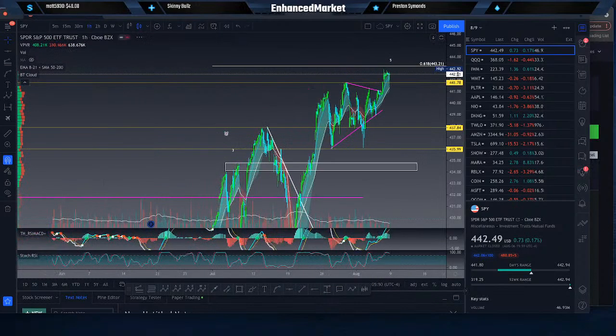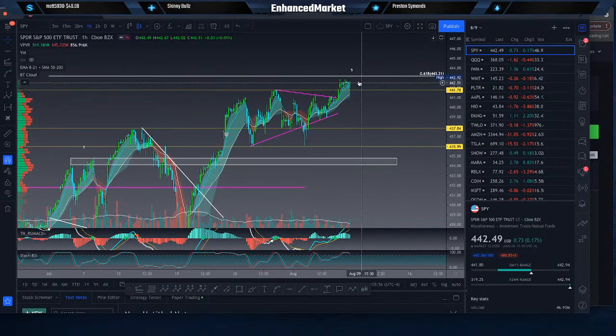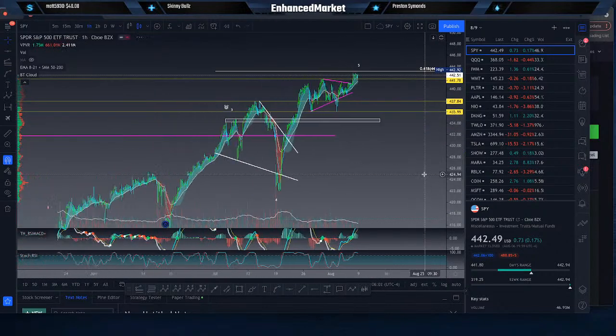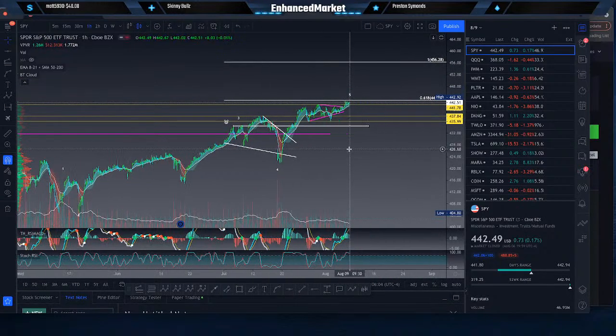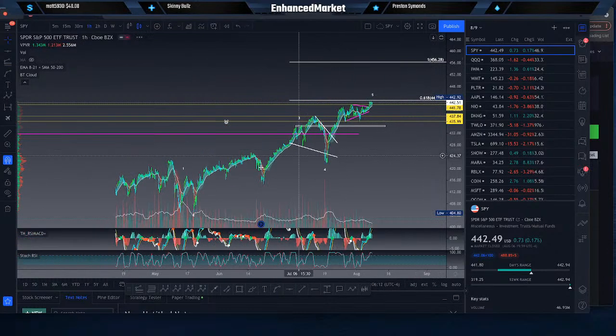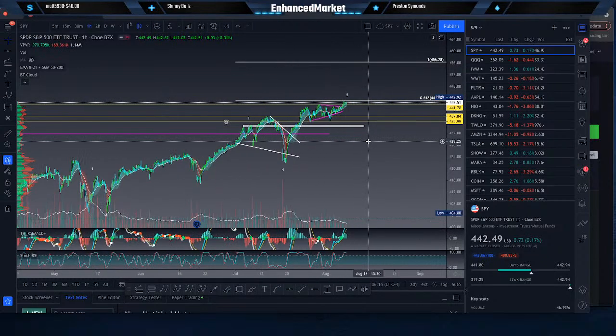A long time ago, my ultimate target was the 618, which is 443, and we're getting extremely close to that. We literally just nibbled on that line. That's the wave 5 target. If we can break through that, the next target's 456. That's the one fib extension from this 5-wave sequence here. So over this, next target is about 456.